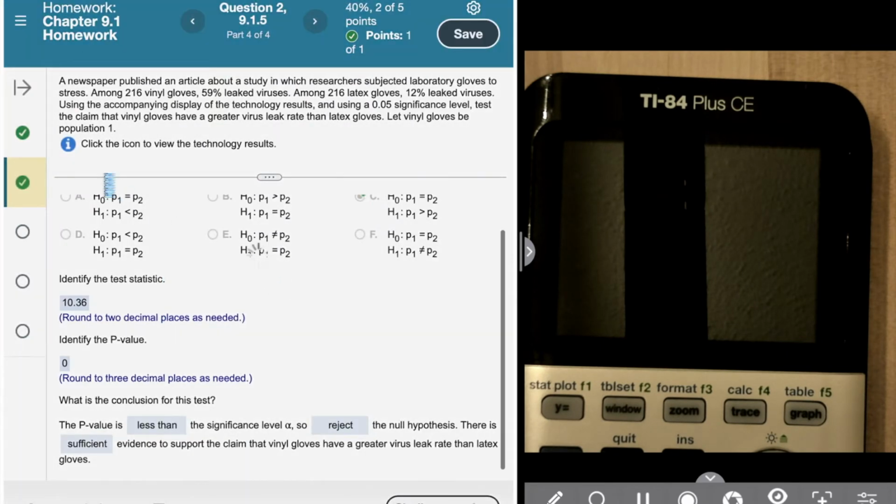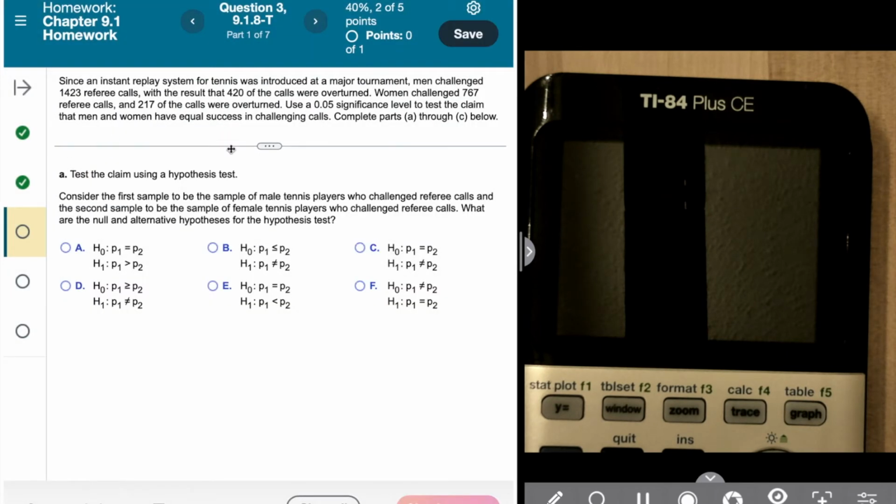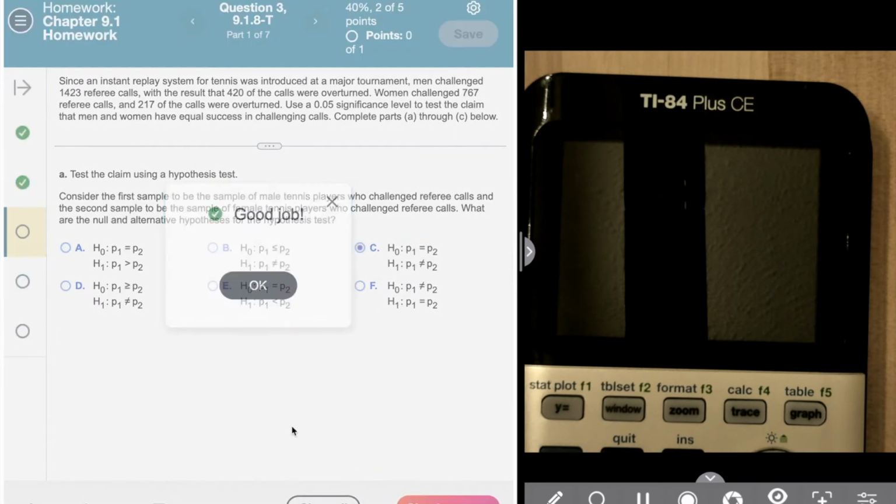All right, now this time, this was an easier question because the data was given. This time, we need to get all that data ourselves. So first, let's read the claim. We want to see if men and women have equal success in challenges. So that just pretty much means, is it equal or is it not? So that also looks like C again.